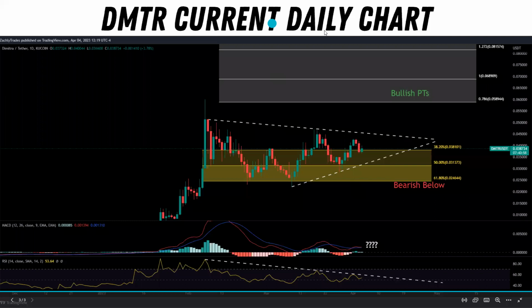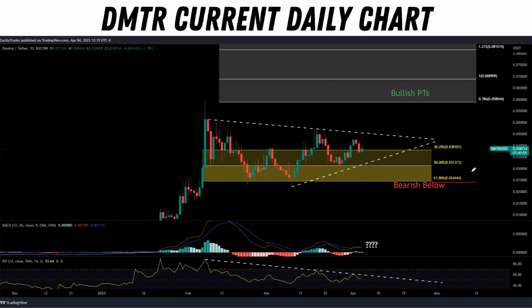In particular, 0.024644, 0.031373, and 0.038101. Those are the 3 major support levels, right? And you can see currently we are above all 3 of them. And ultimately, if we flip 0.20464 from support to resistance, most likely we're going to come down and retest some of our previous lows.